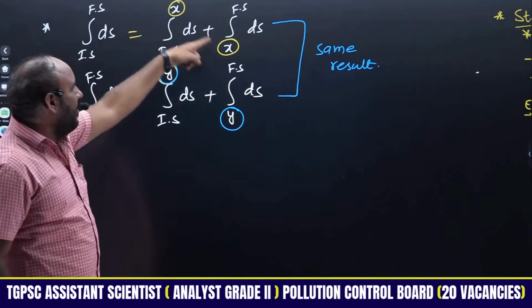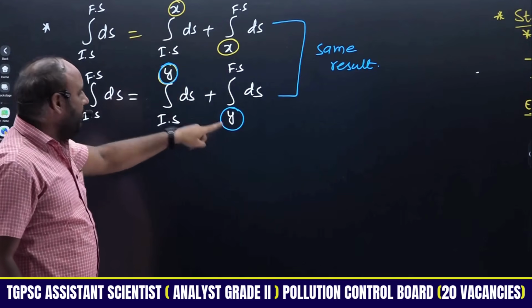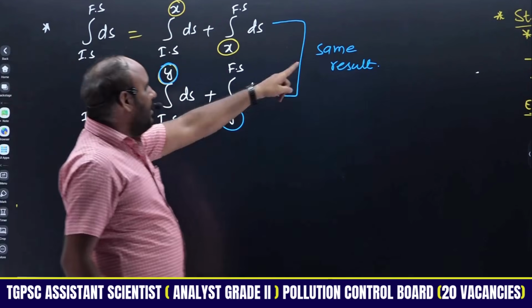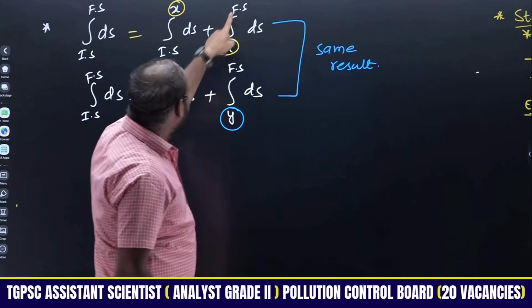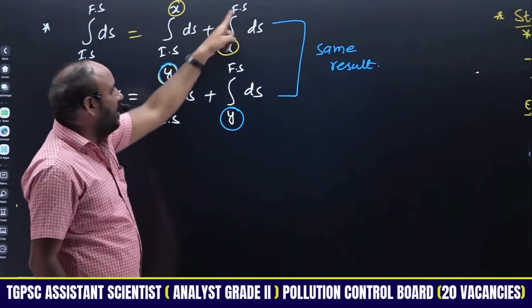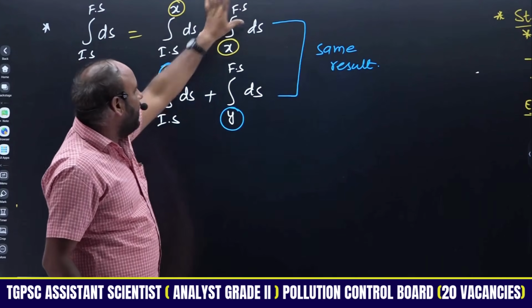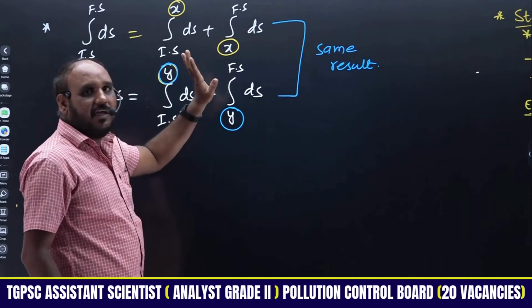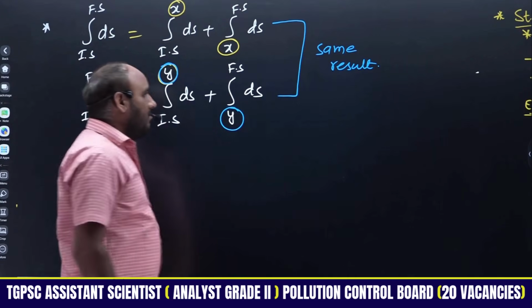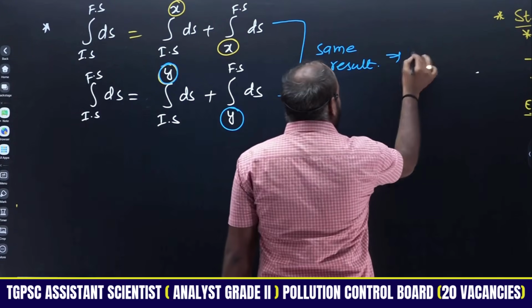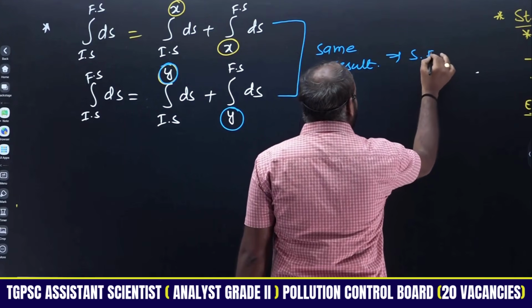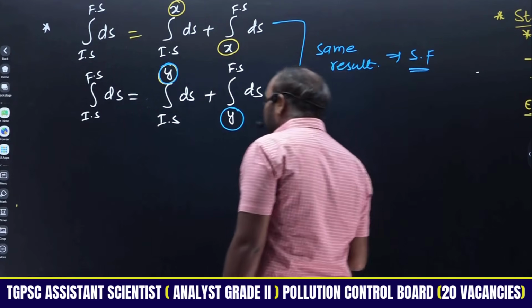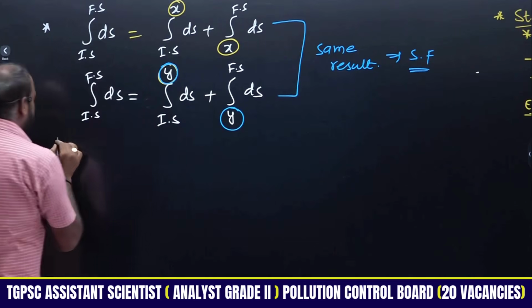Whether we follow pathway x or pathway y, the overall result will be the same, because it depends only on the initial and final states. What are the initial and final states? So these properties are called state properties, or state functions.